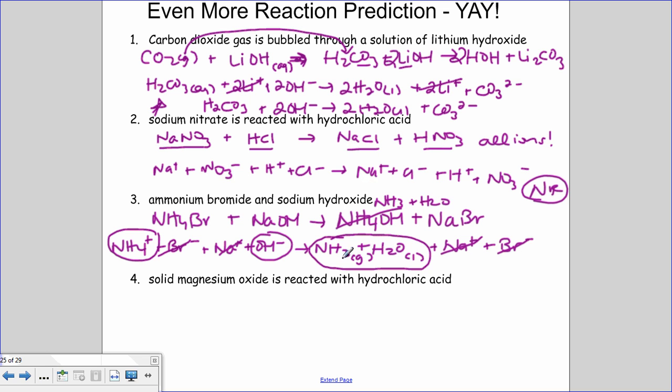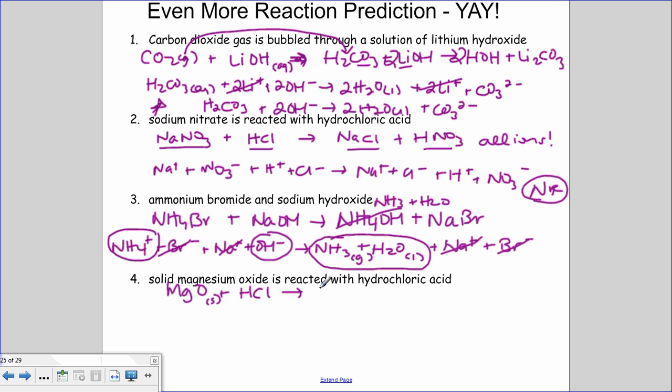So ammonium plus hydroxide yields ammonia and water. And that's balanced. Okay, and I like to leave the states there so it reminds me not to do anything with them. Solid magnesium oxide, so Mg2+ O2-, is reacted with, let me put my solid there so I don't forget, is reacted with hydrochloric acid.